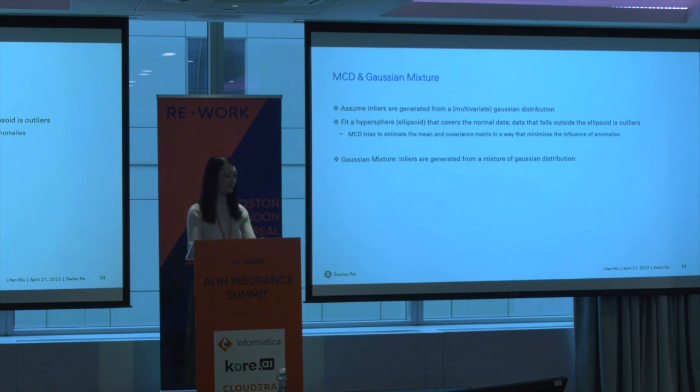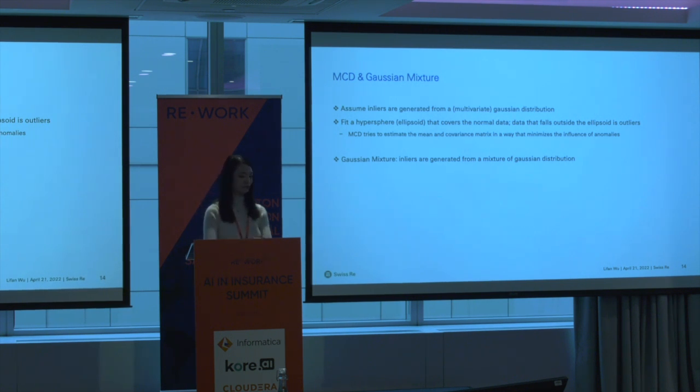Finally, there are two methods I grouped together. Both methods assume that inliers are generated from some Gaussian type of distribution, and we try to learn the Gaussian distribution based on the data. The Gaussian mixture assumes that, and the MCD is a way to give a robust estimation of the mean and covariance matrix so that the influence of our anomalies is minimized.